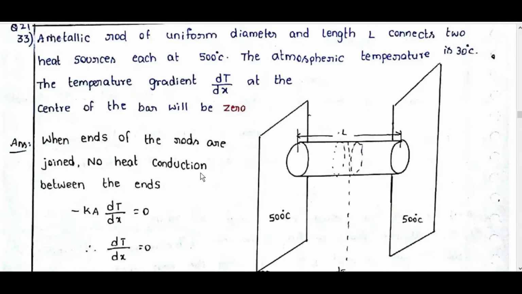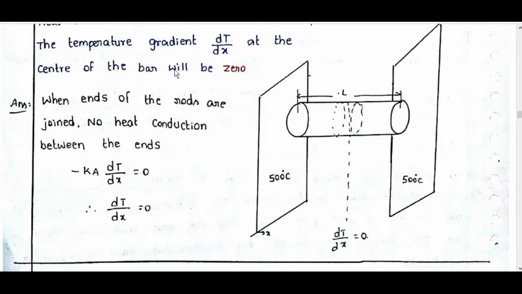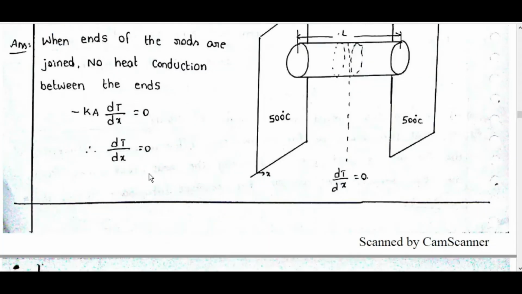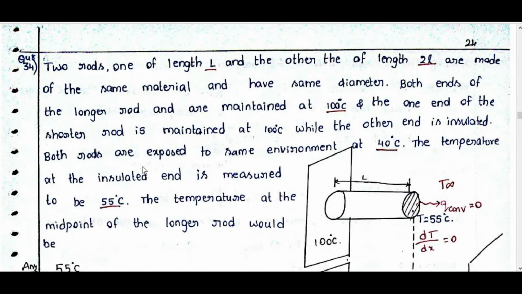A metallic rod of uniform diameter and length L connects two heat sources, each at 500 degrees. The atmospheric temperature is 30 degrees. The temperature gradient dT by dx at the center of the bar will be 0. When the ends of the rod are joined, there is no heat conduction between the ends. Minus KA dT by dx is equal to 0, so dT by dx equals 0.